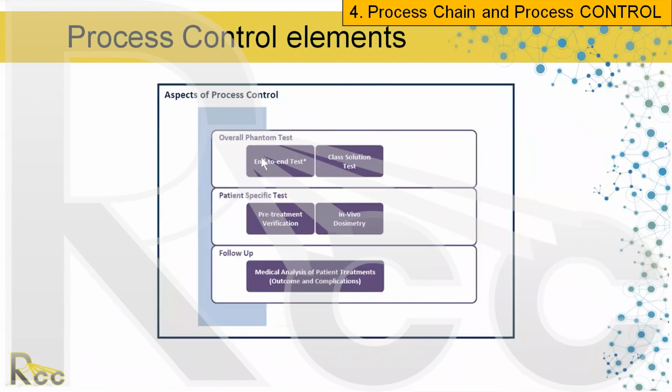Elements of process control, we've hammered this, and it's been interleaved throughout, is that end-to-end test. I'm going to mention class solutions. These are used more in Europe than in the States. They are valid, but there are drawbacks to them. And then we'll briefly touch on pre-treatment verification. We're not going to go into in vivo dosimetry, and we're not going to go into the outcome analysis. But this is something that clinicians should always be doing. You should always be looking at not just what was in front of you, but the follow-ups, checking in and looking at your history and trying to learn and realize some gains that can be made.